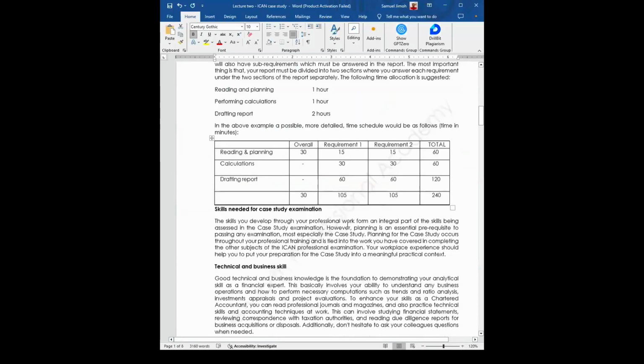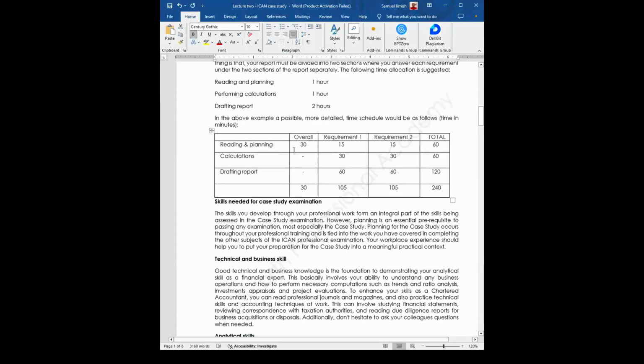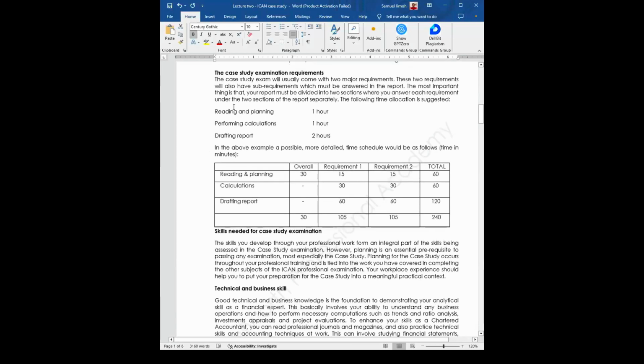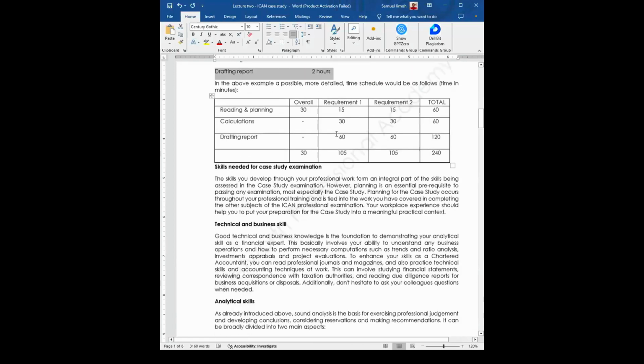Okay? So I've talked about the timing for the exam, how the time is being allocated. So I told you that reading and planning is 1 hour, performing computations 1 hour, writing your report 2 hours. Okay?